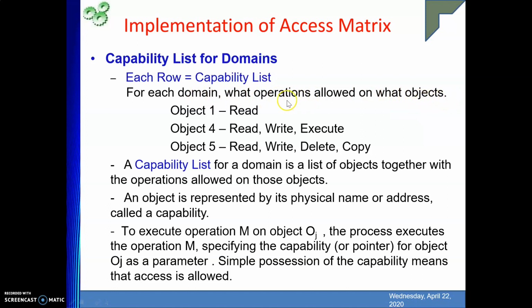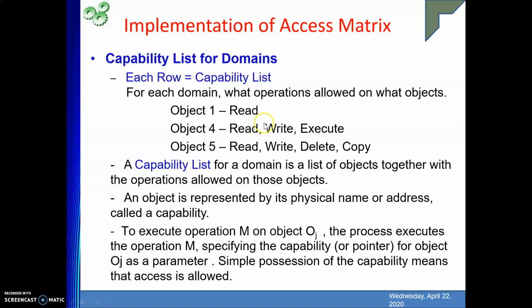These are my columns, these are my entries, operations. So for one domain, for object 1, I can perform read. For object 4, we can perform read, write, execute. For object 5, read, write, delete, copy. Like this, the capability list is represented. It is an ordered pair: the first entry is the object, the second one is the access rights. A capability list for a domain is a list of objects together with the operations allowed on those objects.